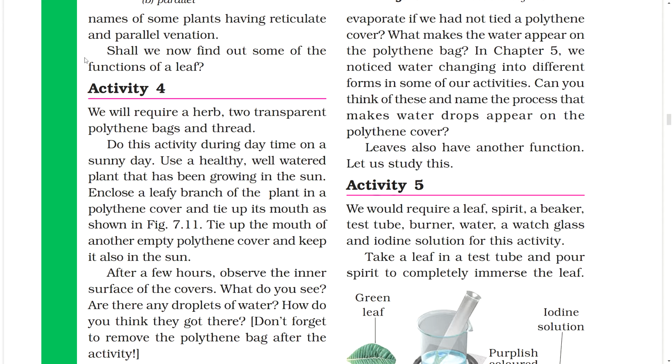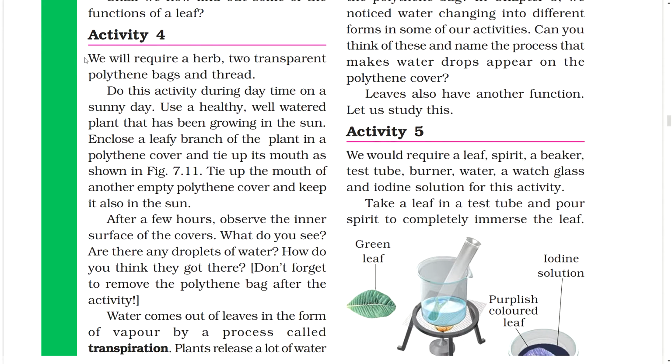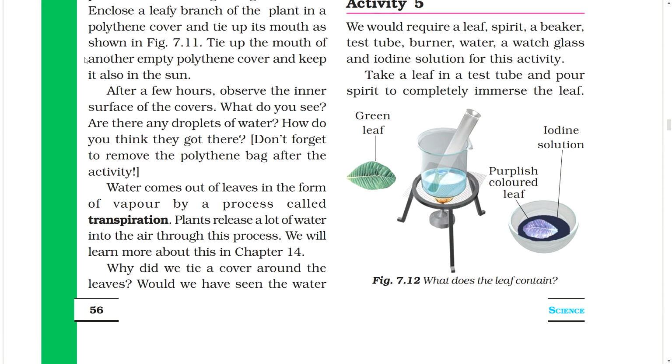After a few hours, observe the inner surface of the cover. What do you see? Are there any droplets of water? How do you think they got there? Don't forget to remove the polythene bag after the activity. Water comes out of leaves in the form of vapor by a process called transpiration. Plants release a lot of water into the air through this process. We will learn more about this in chapter 40.